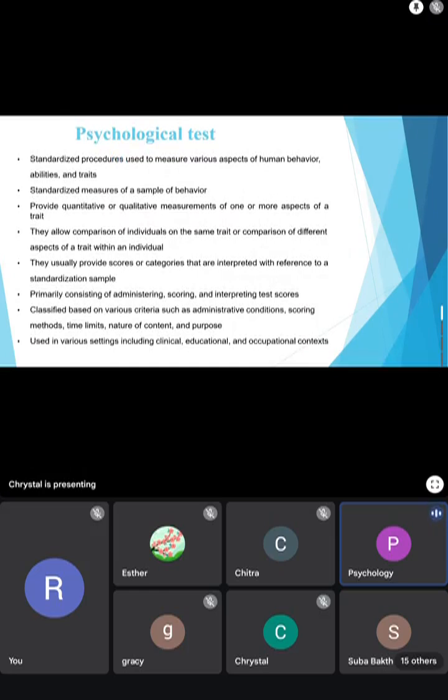So the psychological test, I think we have already dealt with this somewhere. It is a rich source of data for forming hypotheses. During the assessment itself, you get to know a variety of shades of behavior of the particular individual or several individuals. So it is a rich source of data.